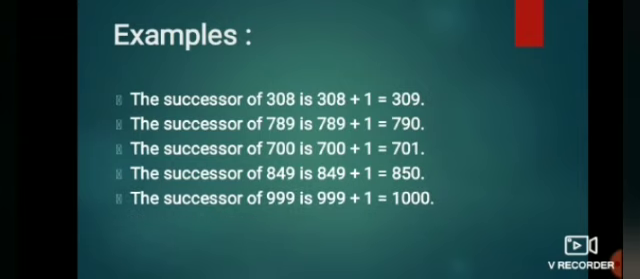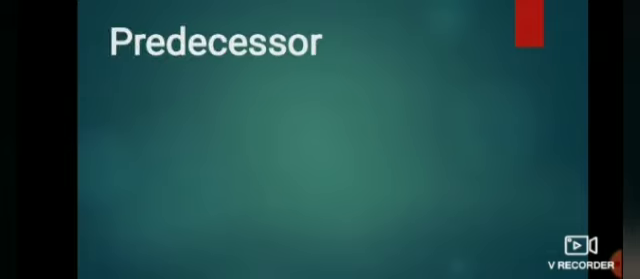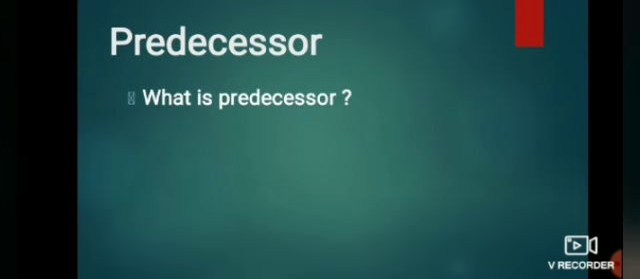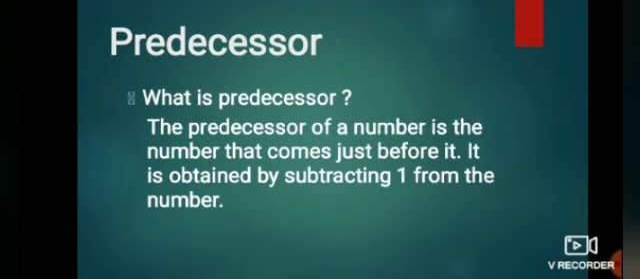Next, the successor of 999 is, just add 1 to the given number. So 999 plus 1 equal to 1000. So the successor of 999 is 1000. Next we are going to see about the predecessor. First let me tell you what is meant by predecessor.